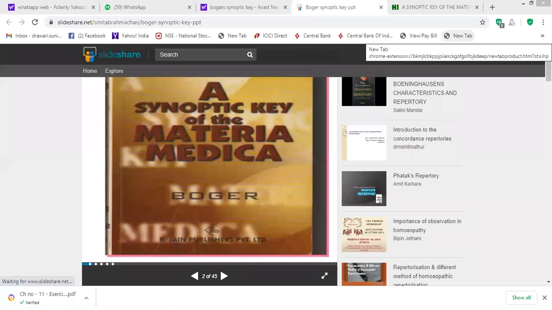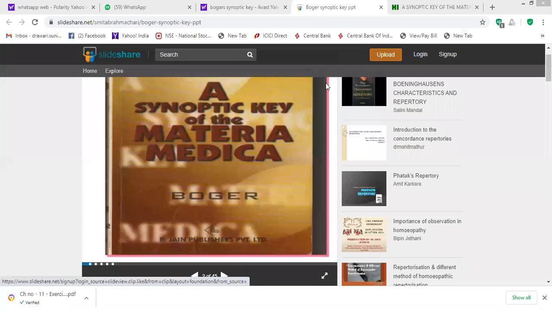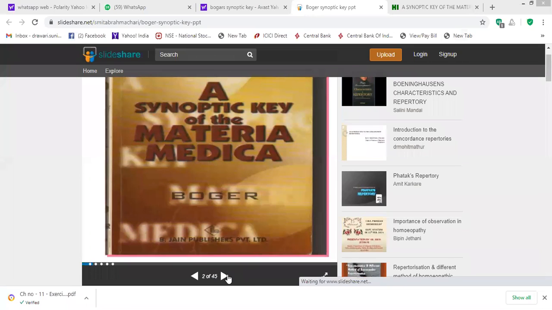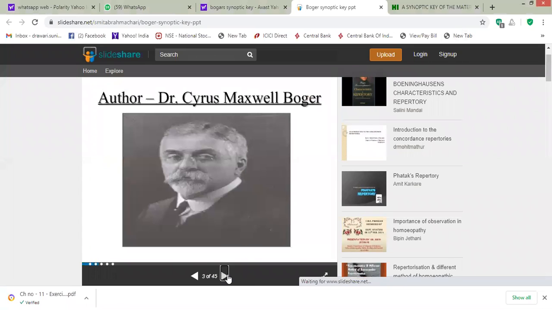In the last lecture, we started with a new repertory, that is Boger's Synoptic Key of the Materia Medica. The full name is A Synoptic Key of the Materia Medica by C.M. Boger, that is Dr. Cyrus Maxwell Boger.